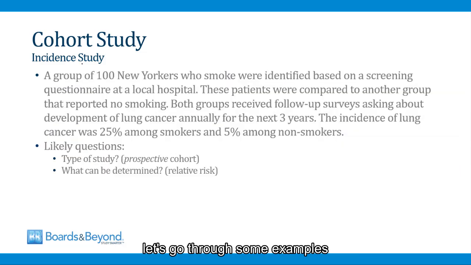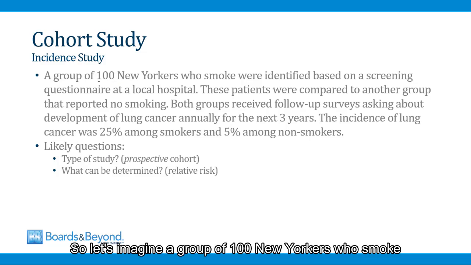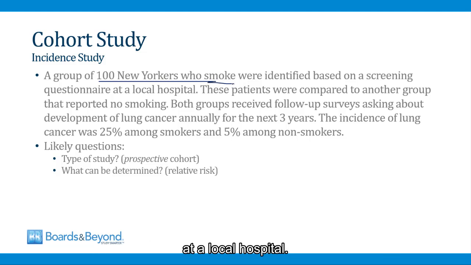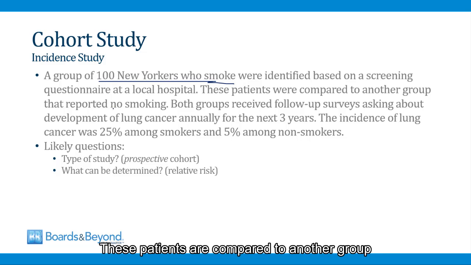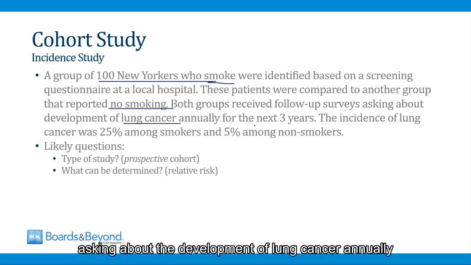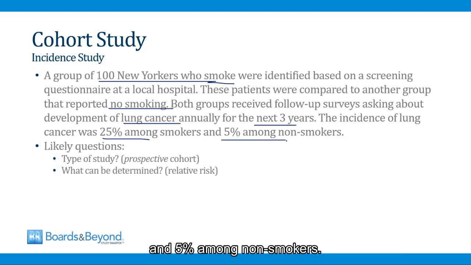So once again, let's go through some examples of descriptions of cohort studies so you can learn how to recognize these in board questions. So let's imagine a group of 100 New Yorkers who smoke are identified based on a screening questionnaire at a local hospital. These patients are compared to another group that reports no smoking. Both groups receive follow-up surveys asking about the development of lung cancer annually for the next 3 years. The incidence of lung cancer was 25% among smokers and 5% among non-smokers.